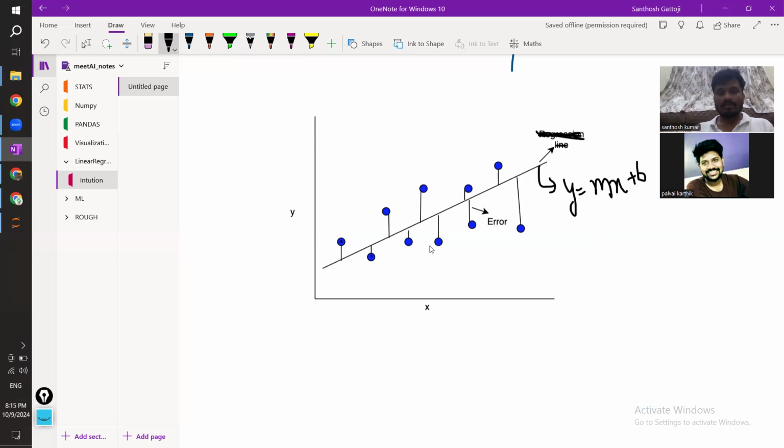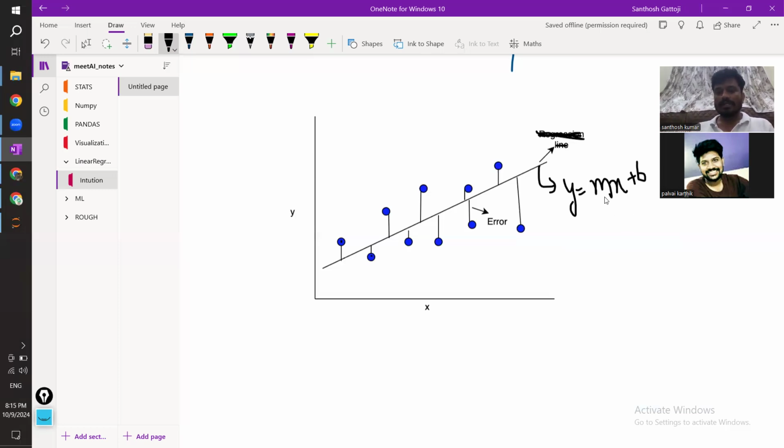Yes. So now I am saying, okay, by some method, I found out this line. Now I am drawing this line. So now this line, when I am drawing this, that means I got some equation of this line. Once I get the equation of this line, I am going to use it for all my further predictions.